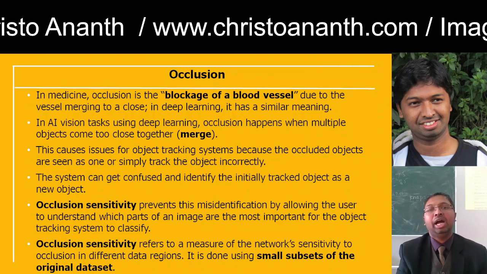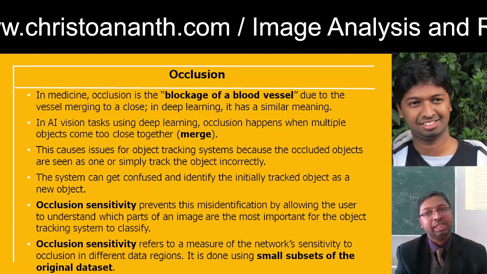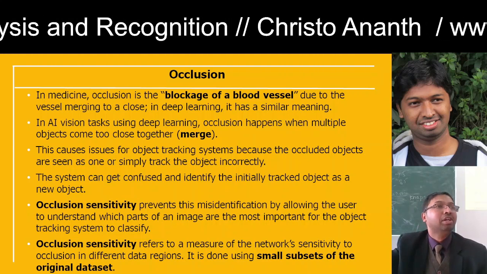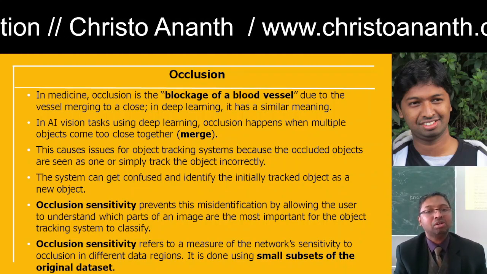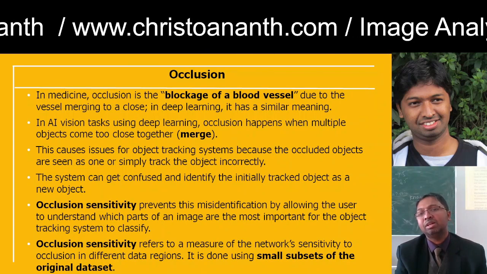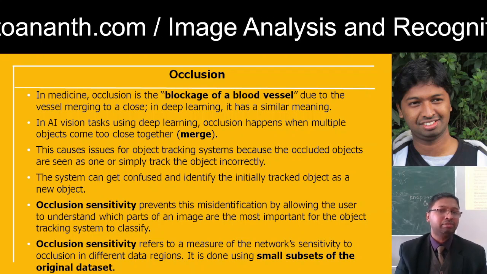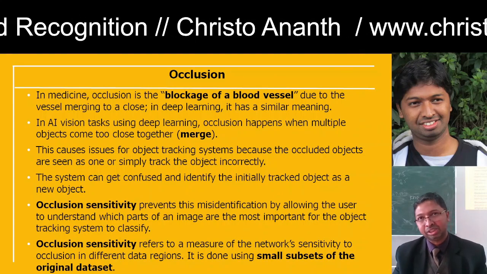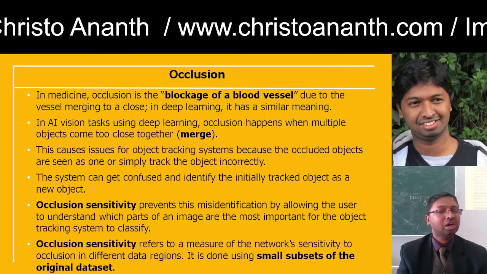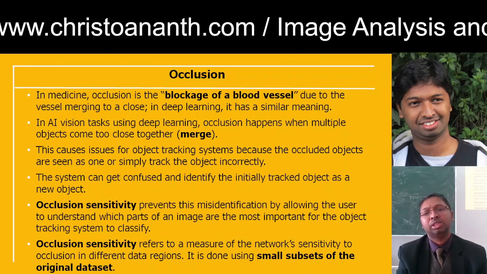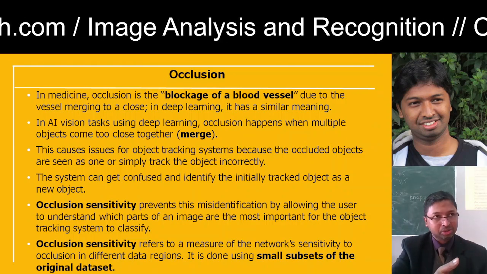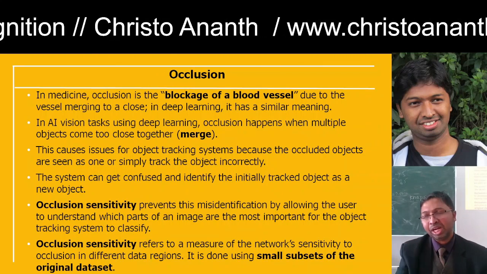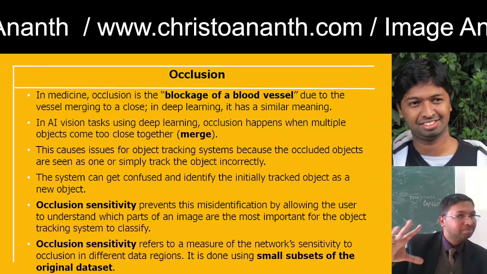So it can be confusing and you can find it much more difficult to identify the initially tracked object as the new object. For example, if I'm showing a hand like this, it will identify it maybe as a different object. So occlusion sensitivity prevents this misidentification by allowing the user to identify which parts of the image are most important and which parts are least important. Occlusion sensitivity is the measure of the network's sensitivity to occlusion in different data regions. Maybe you can use smaller subsets of the original data set to identify which is the original one and which is the misidentified one.